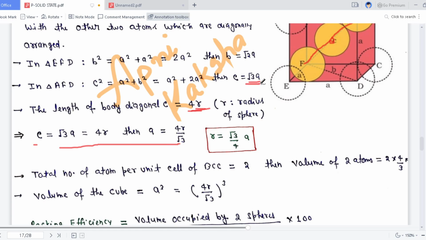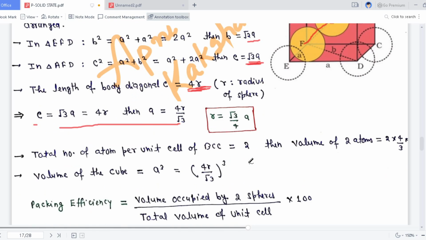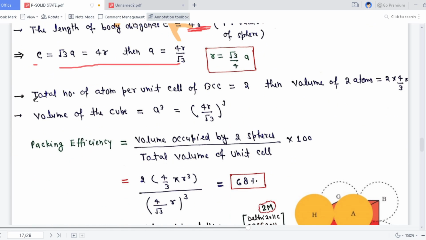So C is equal to root 3 a, and B also is equal to 4R. C and B will obviously be different, but that's how we ended up at the conclusion R equals root 3 by 4 A. Now we'll be looking at the total number of atoms per unit cell of FCC.